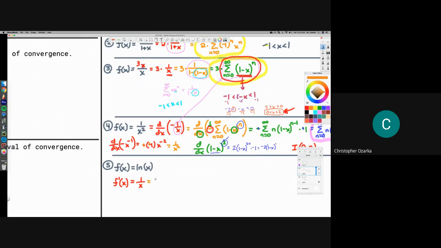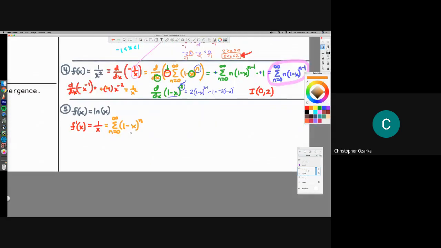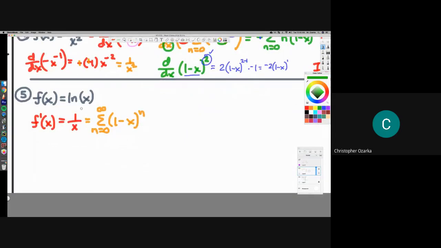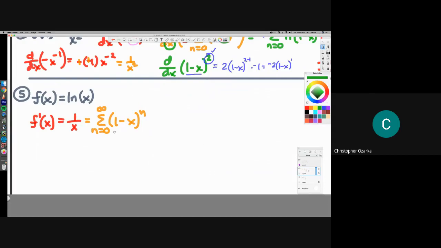So this 1 over x is equal to the infinite series from 0 to infinity of (1 minus x) to the n. Okay. Now all I need to do is take the antiderivative of this. If I take the antiderivative of this, you end up with a power series for ln x, which is weird because now you're making a polynomial out of a transcendental function. Okay, so let's do the antiderivative of this.